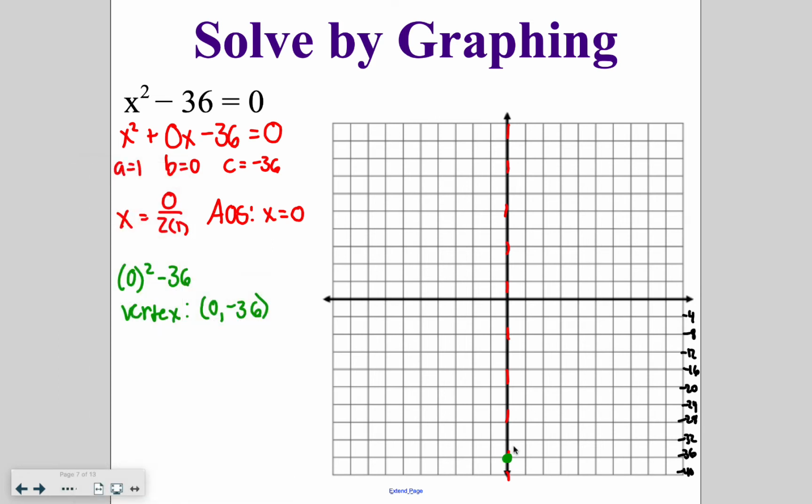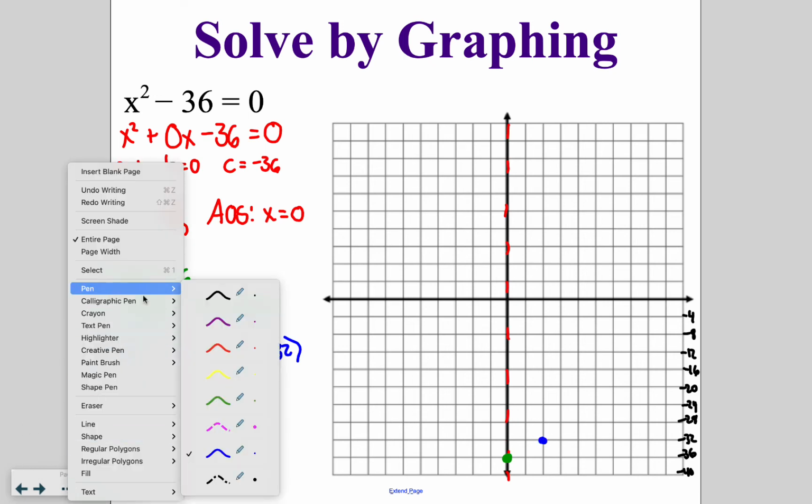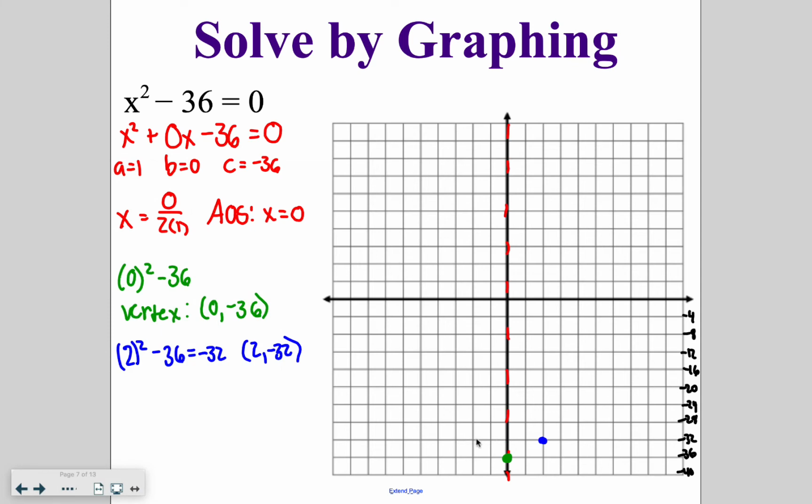I could plug in 1. I'm going to give myself a little bit more space, and I'm going to plug in 2. So 2 squared minus 36 is equal to -32. So I've got a point at 2, -32. So over 1, 2, and I'm at -32. So that reflection point then is going to be 2 spaces to the left.